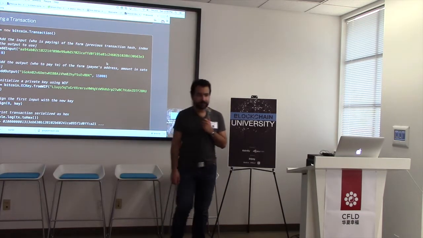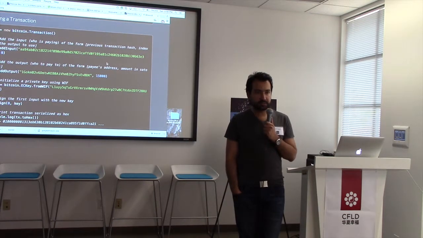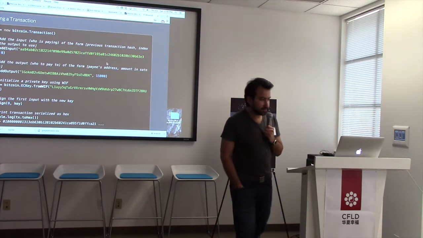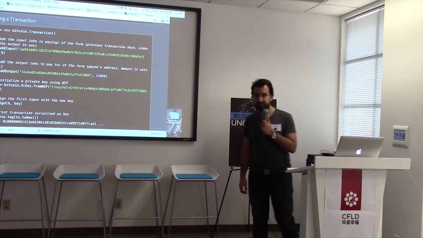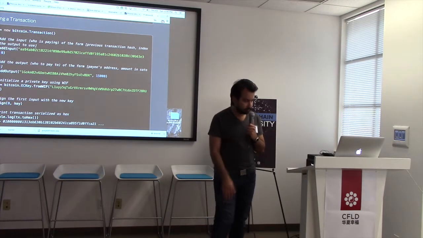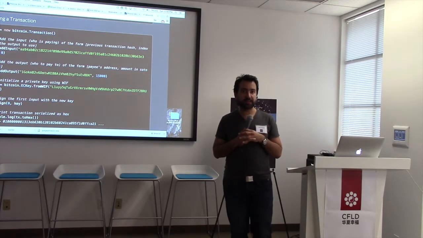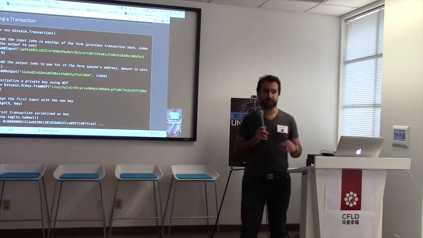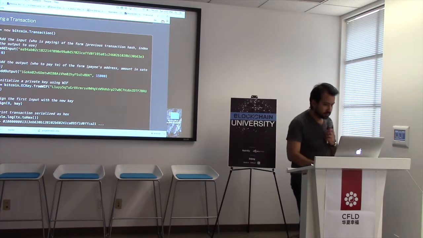Now, note that every single Bitcoin is divisible to 8 decimal places. That means 1 Bitcoin is equal to 100 million Satoshi. Satoshi is the smallest unit of account on the Bitcoin blockchain. Right? 1 Bitcoin equals 100 million Satoshi. That's 100,000,000 Satoshis. That's 1 Bitcoin.